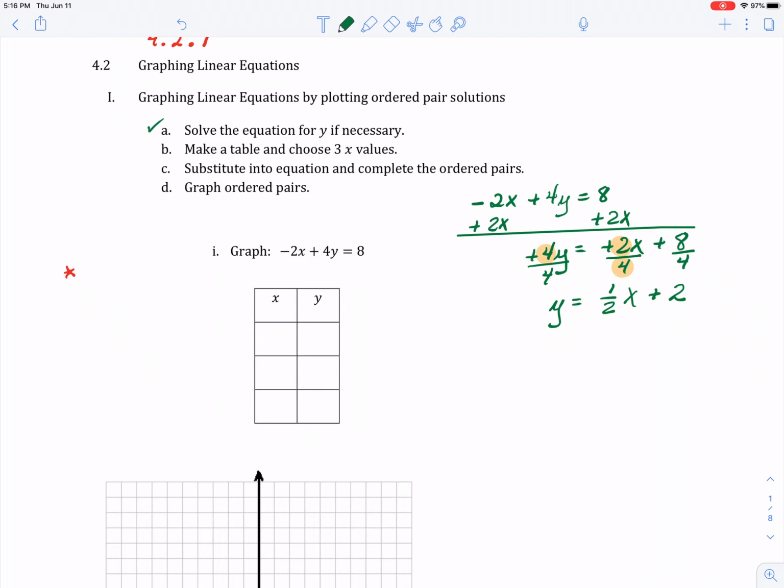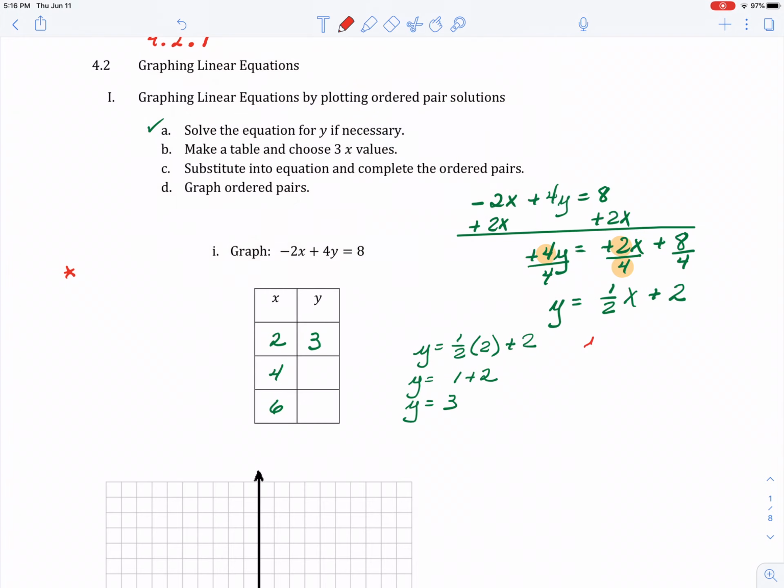So we're going to choose 3 x values. Now, since I'm going to be taking half of it, I think I want to choose even numbers, so I might choose 2, 4, and 6. So let's do each of those. When x is 2, 1/2 of 2 is 1, and 1 plus 2 is 3.